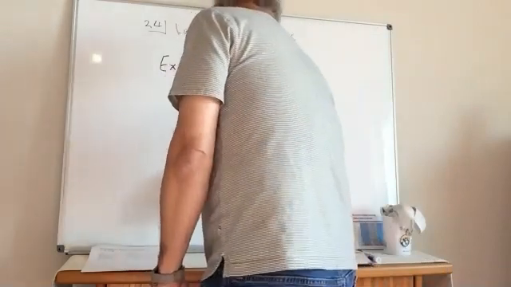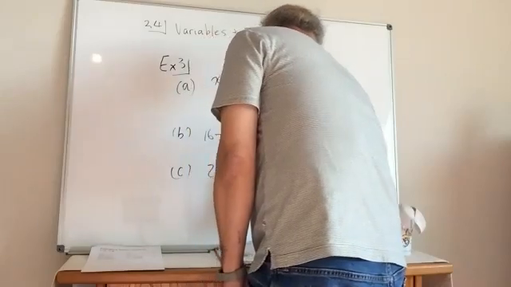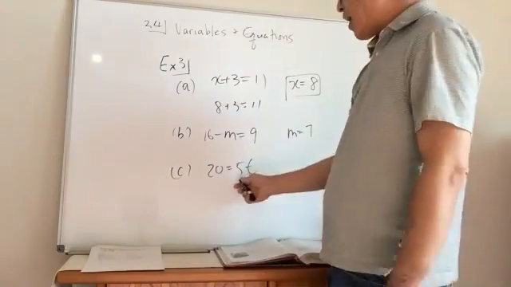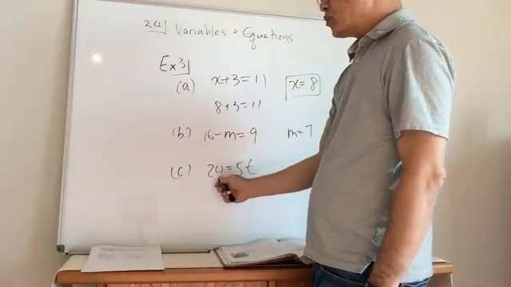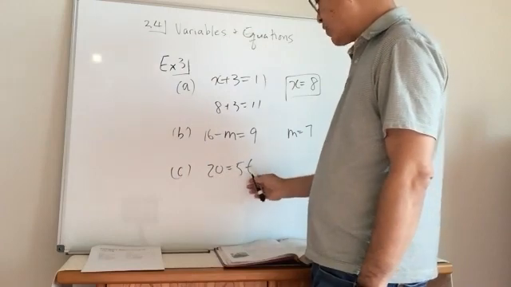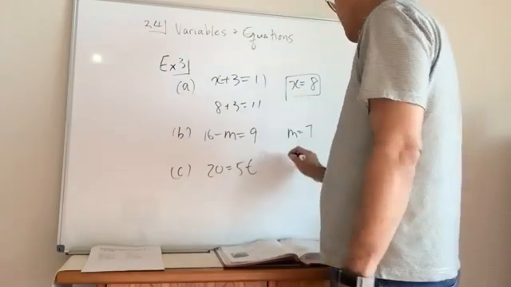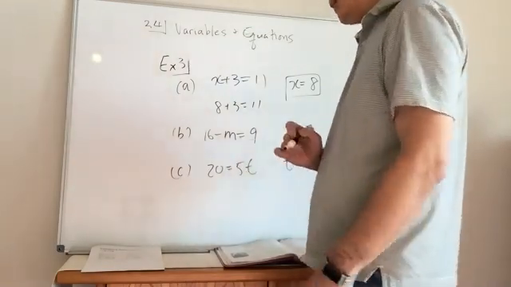Number C, I have 20 is equal to 5 times t. So here we're looking at what? 5 times a number is equal to 20. So what times 5 is equal to 20? Well, it would be 4, right? So t is going to be equal to 4 because 4 times 5 is equal to 20.